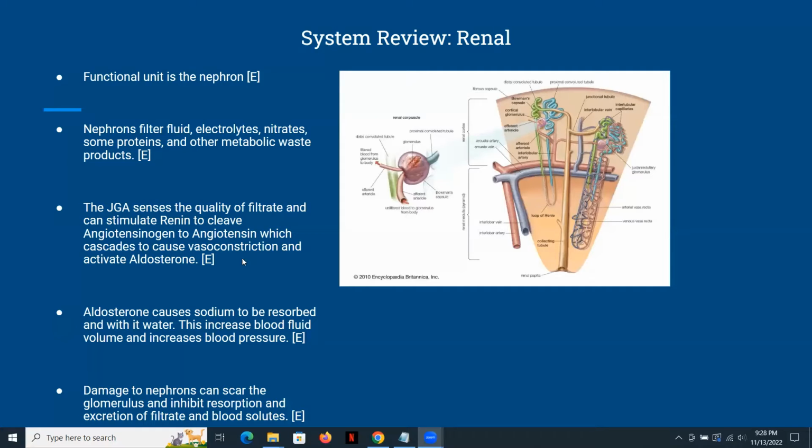Now, aldosterone is very important because it causes us to retain sodium. And wherever sodium goes, water goes. It's a big part of what we learned about how the kidney functions. And so you run into a situation where you have an increase in blood fluid volume and an increase in blood pressure from that. So the worry that we have is if nephrons get damaged.